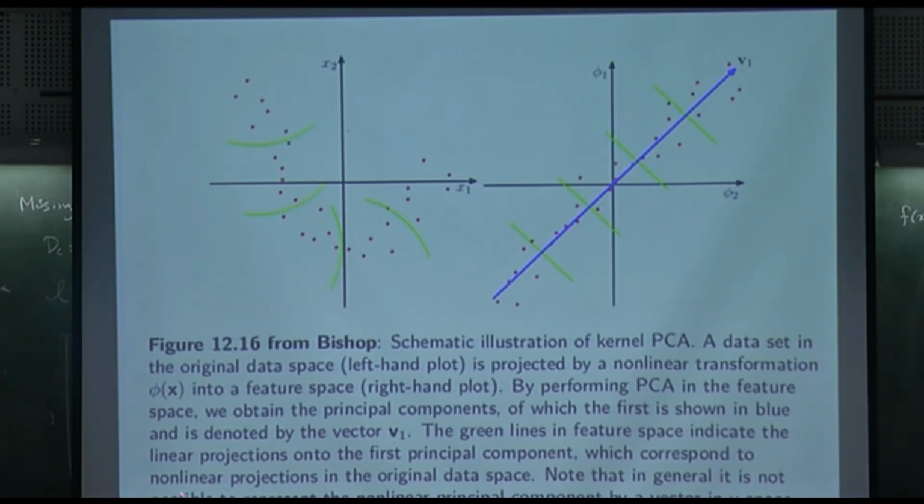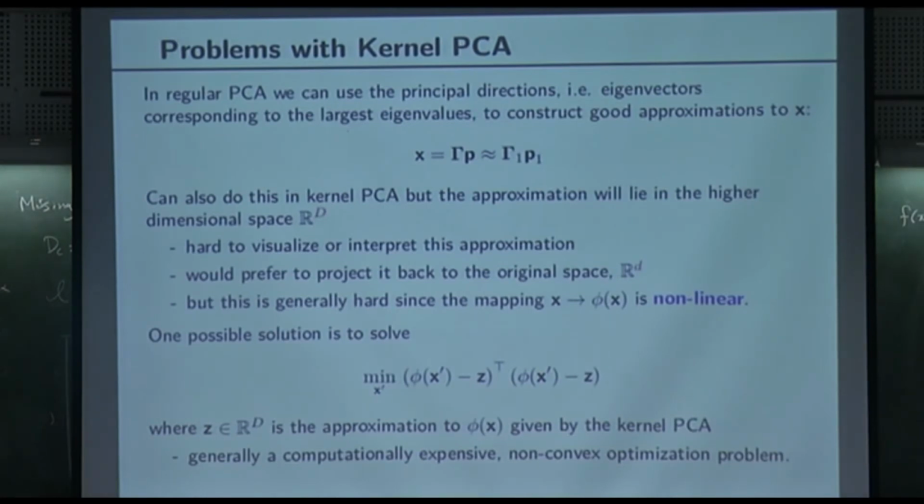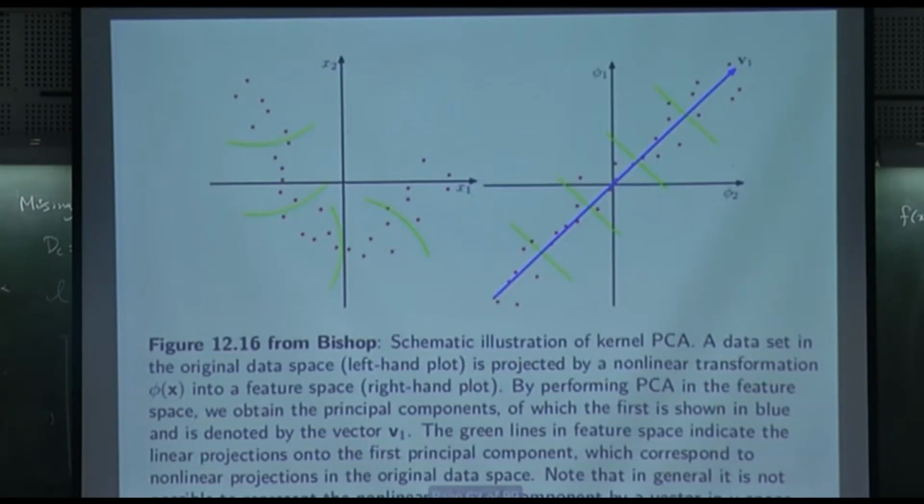Know that in general it is not possible to represent nonlinear principal components by a vector in the X space. So going back from here to there is very difficult, but it can be done. Now why would I bother with this even though going from there to here is difficult? Why would I care about kernel PCA even though it has all of these problems? So let's look at this picture. Why might I care about still doing kernel PCA even though I know that getting from this picture to that picture is difficult?